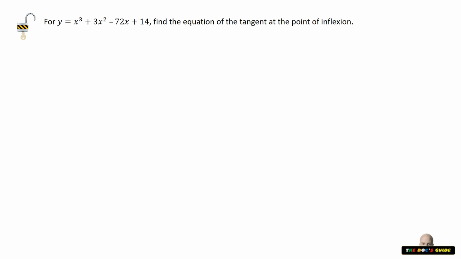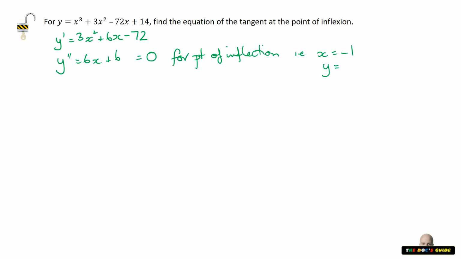Now for our last question, we want the equation of the tangent at the point of inflection. So the point of inflection is where the second differential equals 0. So let's put that down. So we've got our first differential, which is the slope, second differential, which is 6x plus 6. That has to equal 0 for a point of inflection. So that will occur when x equals minus 1. And if we put minus 1 back up into our original equation, I think that gives us 88. So we've got the point of inflection.